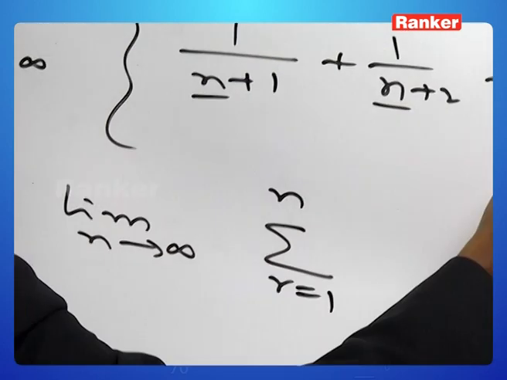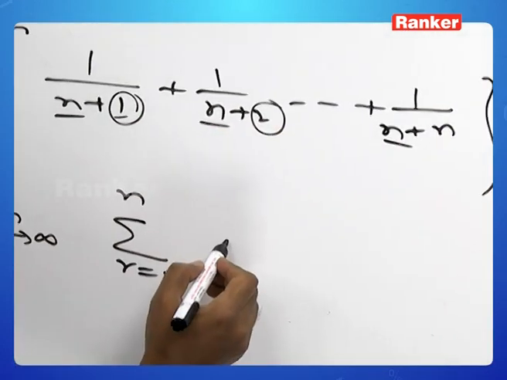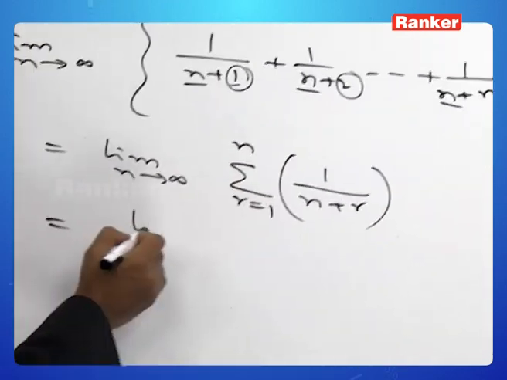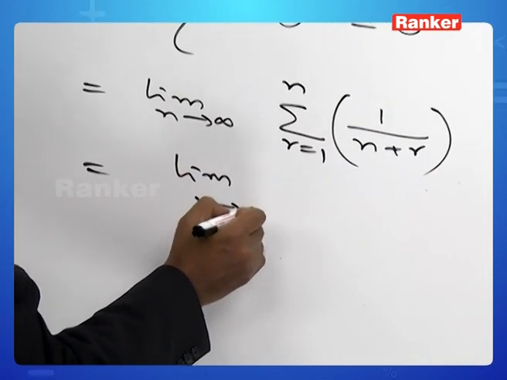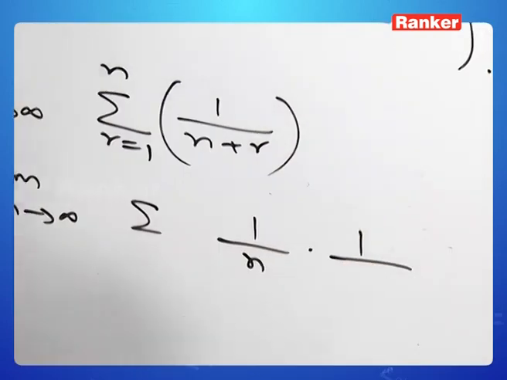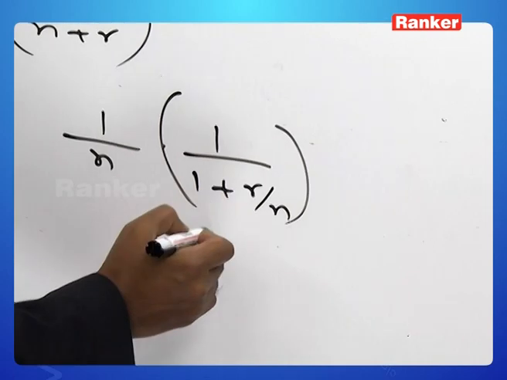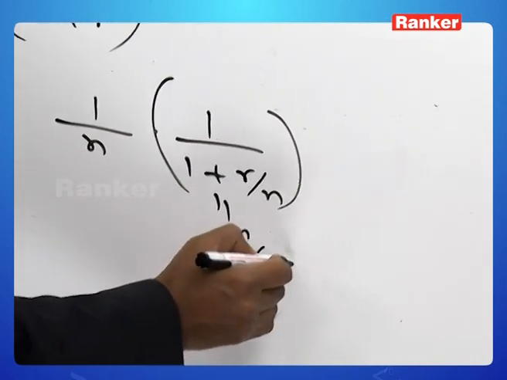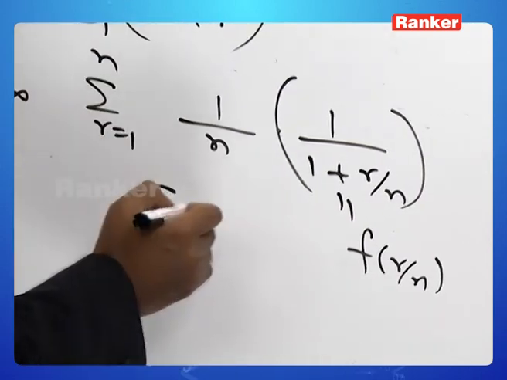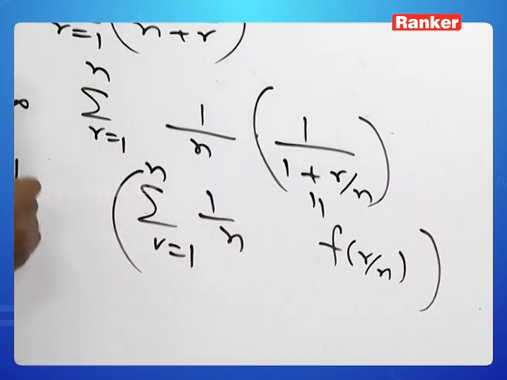This part is common in every term. The second part is varying: 1, 2, 3, and so on. So when it comes to the rth term, what do we get? 1 by n plus r. We can bring it into the standard format. We take out n common in the denominator and write the other part as 1 plus r by n. Now this is a function of r by n, like f of r by n. This is like sigma r ranging from 1 to n, 1 by n into f of r by n. It is turning into that form.